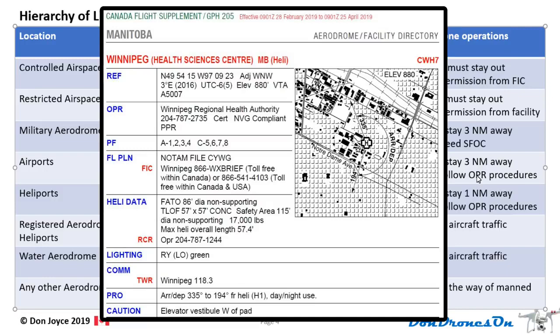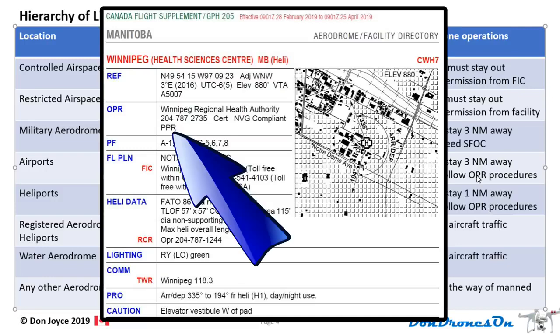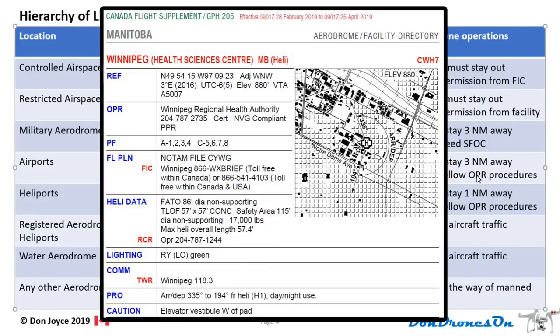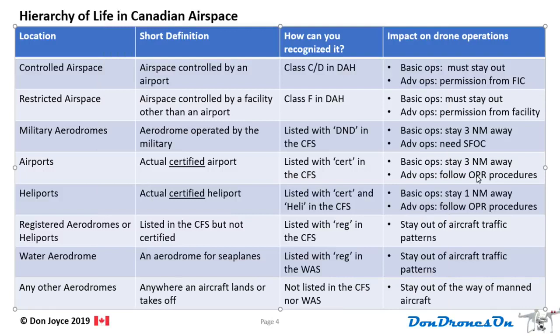By the way, the abbreviation PPR that you see in the CFS is short for Prior Permission Required, which is self-explanatory.